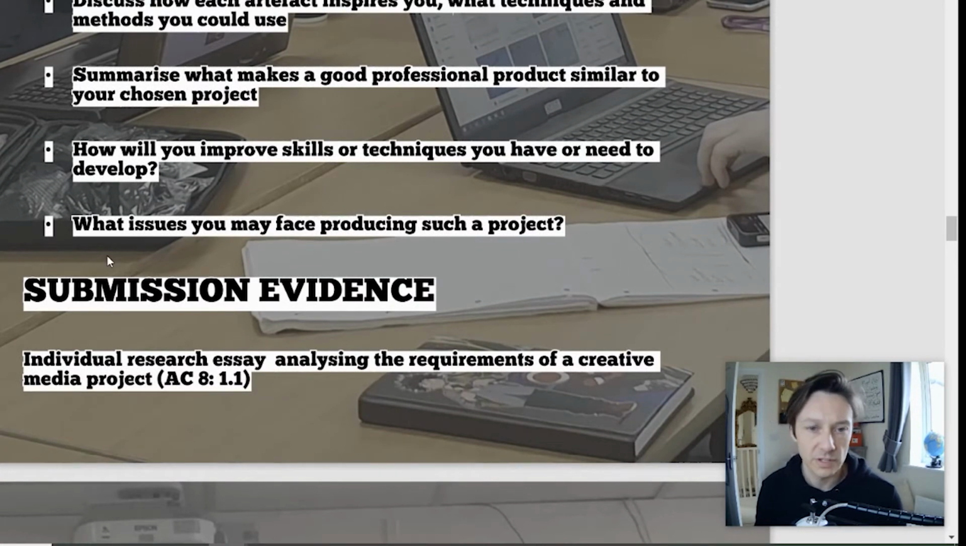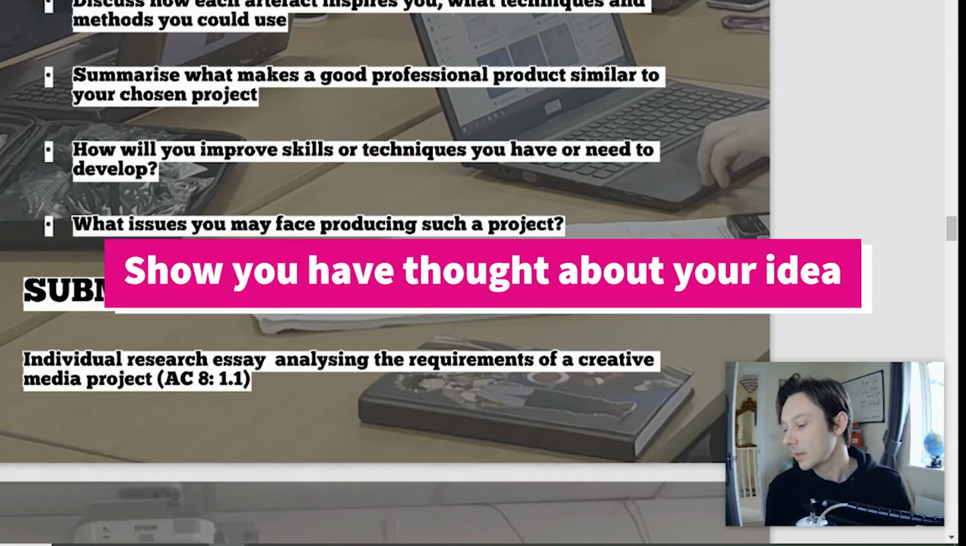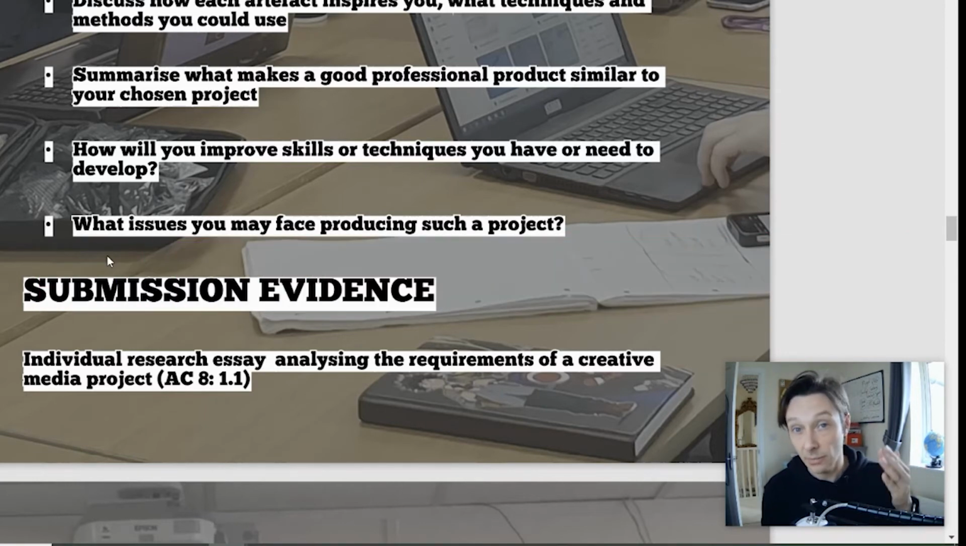To conclude your task 1 research, discuss what issues you may face producing such a project. So, access to technology, to facilities and materials, resources, hardware, software, people, actors, potential times where you may be working away from others. What issues are there and how can you mitigate that? How can you work to have a plan B, as it were? What will you do if you need to pivot and adapt your idea, something you are all very good at this point of the course?